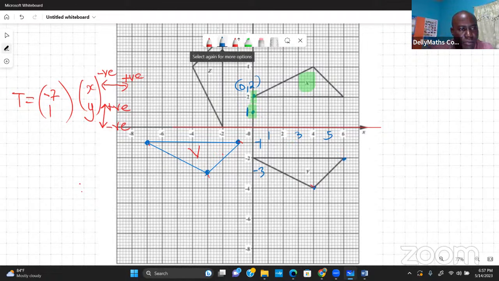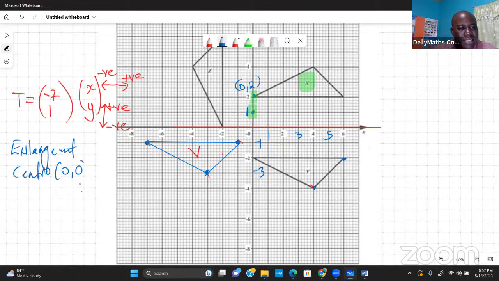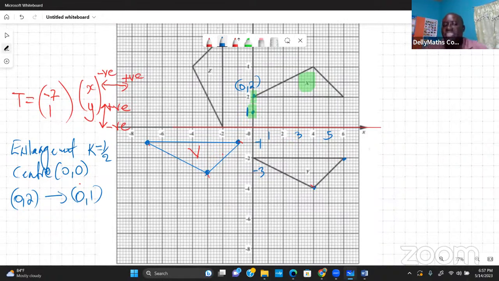Let me put it over here. Enlargement. Let me take my time so that you could see the point I'm making. Center. Because the center is 0, 0, I have options. So that 0, 2 becomes 0, 1. We're taking a half. K is a half. And when I'm at 0, 0, my coordinates are affected by my scale factor.